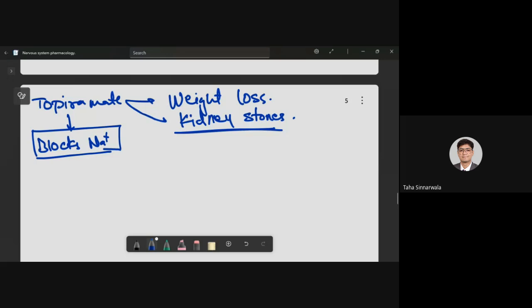So any questions about these anti-epileptics or anticonvulsants? No, sir. Perfect.